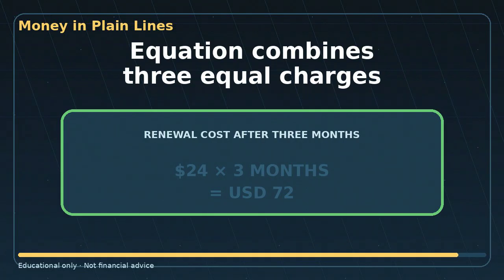The plain takeaway is that $0 today does not erase a stated later price. The renewal boundary connects the free period to the paid period, and the billing count connects one monthly price to cumulative cost. This lesson is educational only, not financial advice or a personalized purchasing recommendation.